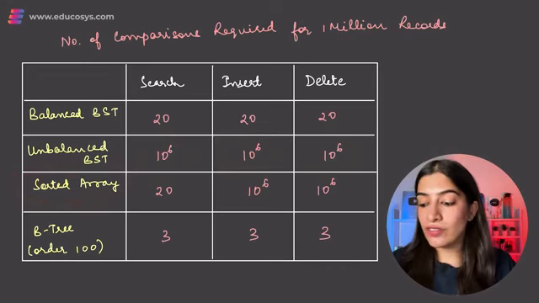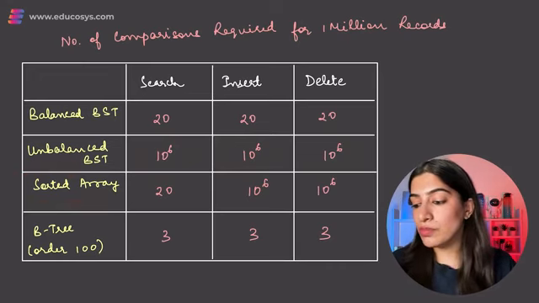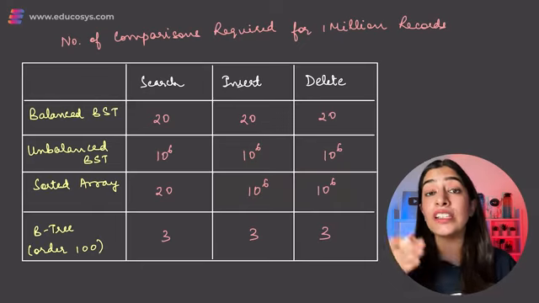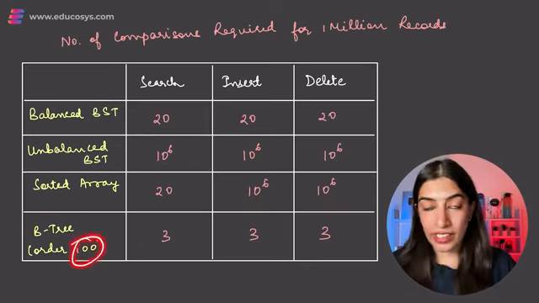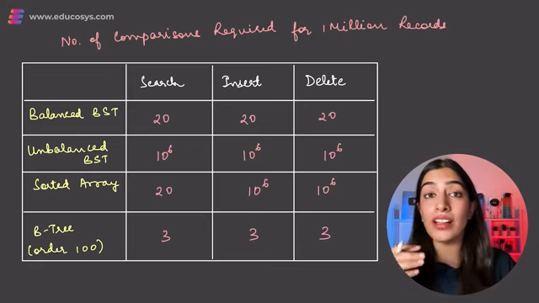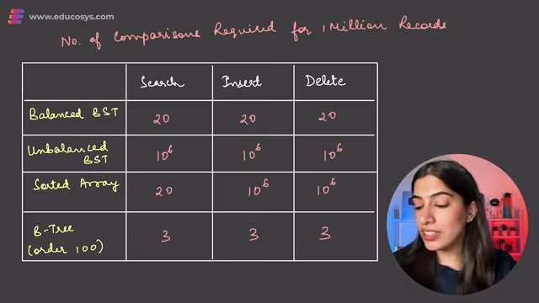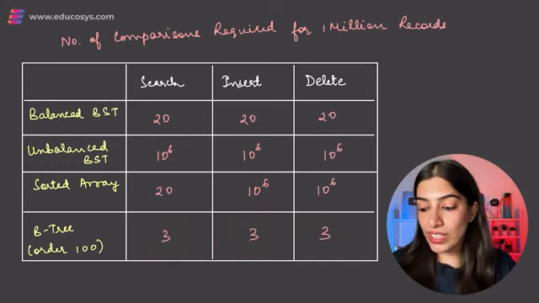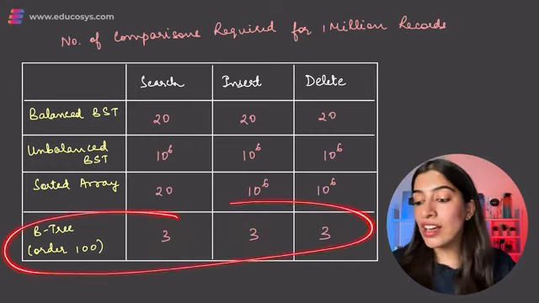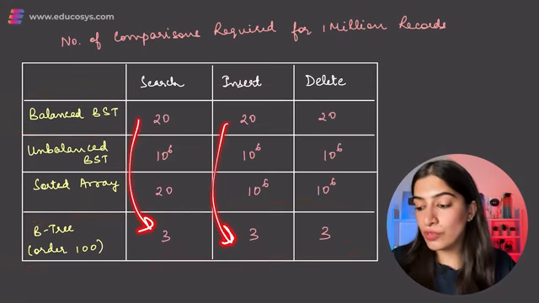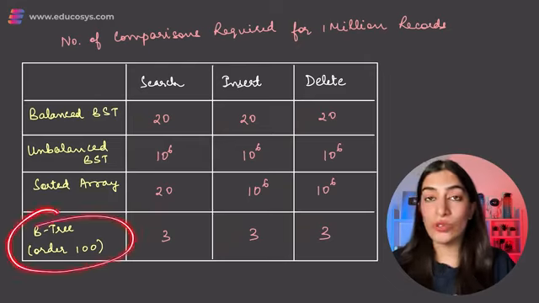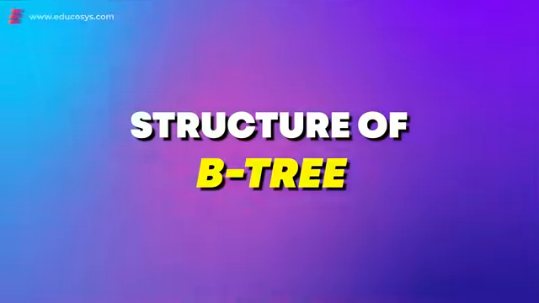In a sorted array, for search you can do binary search, but for insertion and deletion you will need shifting of the elements. That is why it will take 1 million IO operations. Versus for a B tree of order 100, what does order 100 mean? It means that any node can have maximum 100 children. Then we can perform search, insert and delete in just 3 IO operations. So you can see this is the most efficient solution. After this, there is definitely balanced BST. But if you think, there is a huge improvement, and that is why BTree is used by so many databases now.